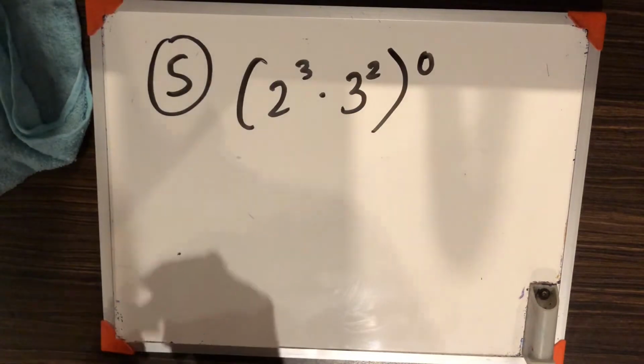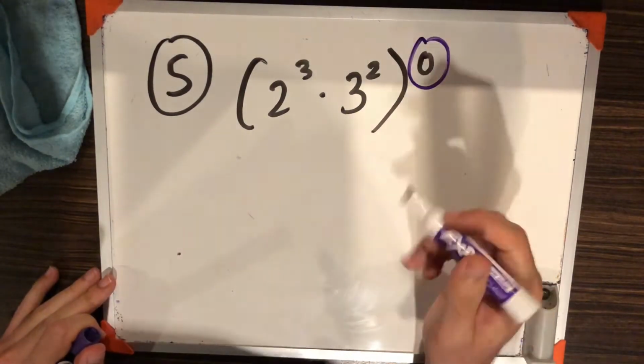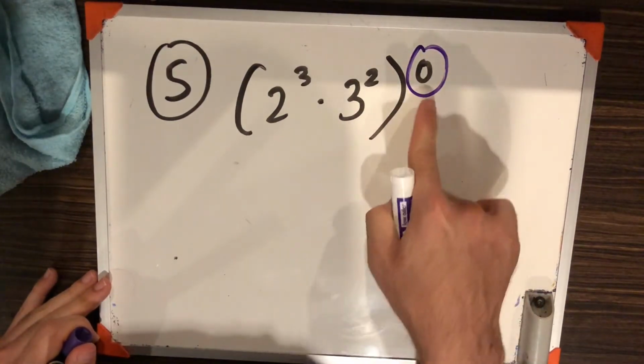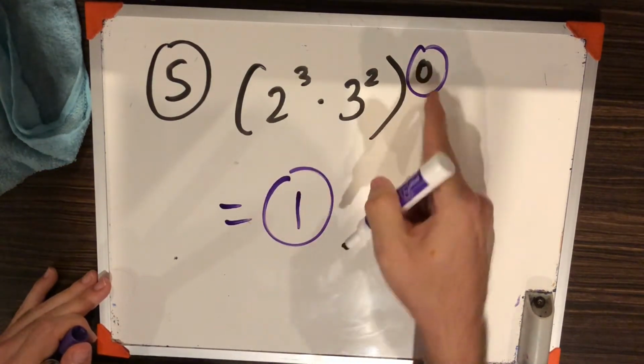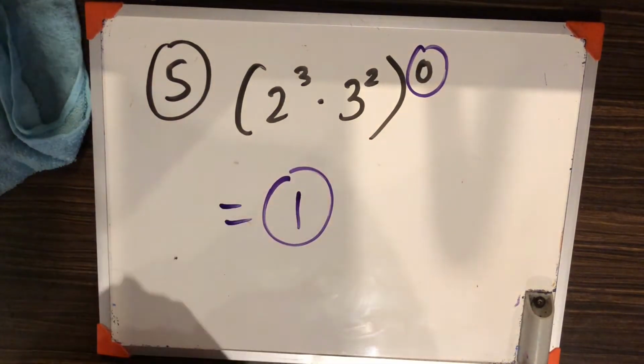Number 5, we have this whole expression taken to the 0 power, so that would just end up being 1. Anything taken to the 0 power is 1, so that's an easy one.